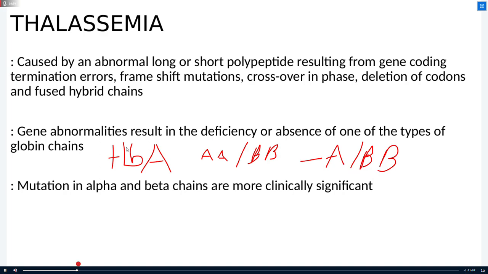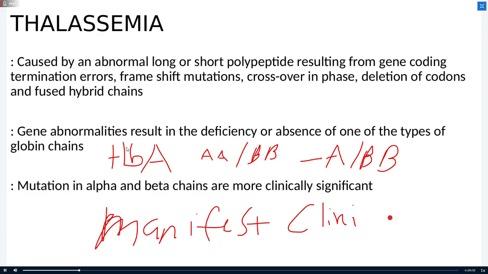Now, your thalassemia, class, is more clinically significant in alpha and beta chains. Now, the reason for that, remember, your adult hemoglobin is composed of alpha and beta chains. They would become more significant sa adult because they would tend to manifest clinically. Mas lumalabas siya kapag sa adult, specifically related to your adult hemoglobin.